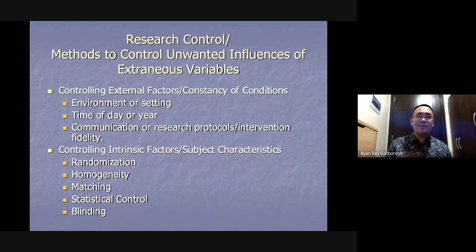because of the nature of its extent sa buhay ng tao, maapektuhan yung gamot ng buhay ng tao, they employ the maximum control in intrinsic factor. Gumagamit sila ng randomization, gumagamit sila ng homogeneity, gumagamit sila ng matching, statistical control, and even blinding. Lahat ng control ng intrinsic factor dahil buhay ng tao ang pwedeng maapektuhan kapag mali ang research outcomes na ginagamit.